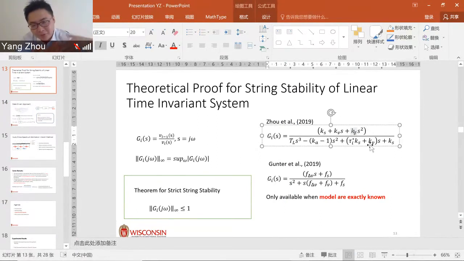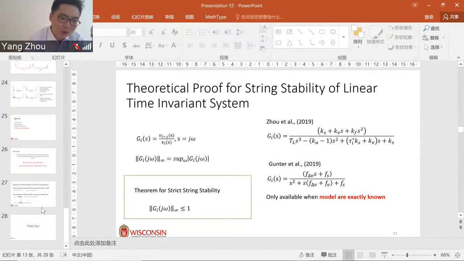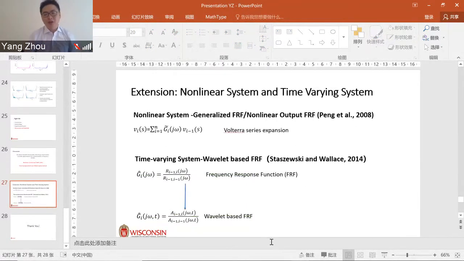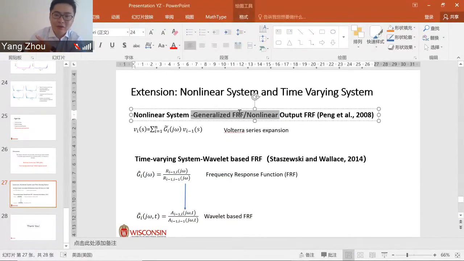It may look like a very nonlinear controller, like a time-varying controller. But all this will still hold for this approach. You can still use this framework to analyze it, but you need to estimate the frequency response functions in an enhanced way. For example, if it's time varying, you can enhance it with the wavelet-based FRF. And if it's nonlinear, then you need to use the generalized FRF or nonlinear output FRF.